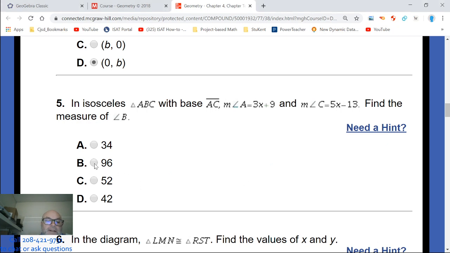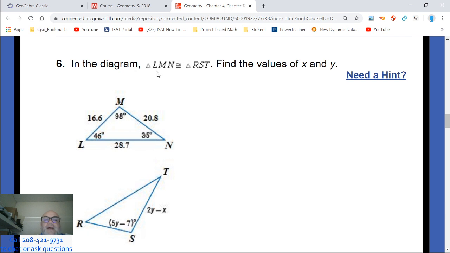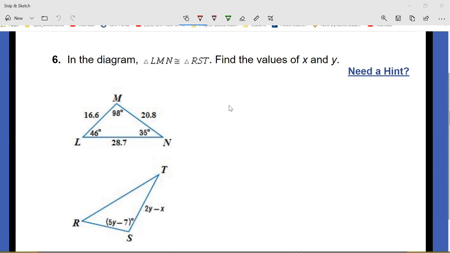B equals 96. In the diagram, triangle LMN is congruent to triangle RST. Find the values of x and y. Interesting. So LMN. I like this one too. Let's get this going here. Sorry about that. Get my studio caught up. Okay, there we go.